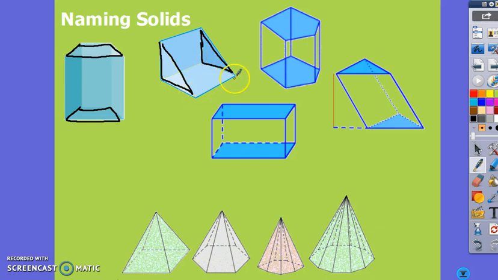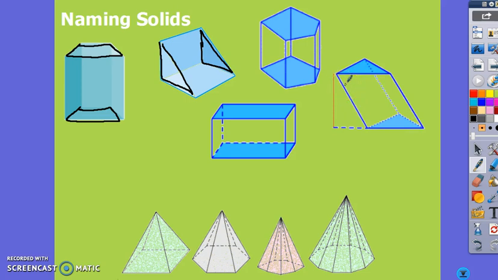That's connected. So this is a triangular prism. This one, our bases are pentagons, so pentagonal prism. Maybe this one is a rectangular prism. And this one has triangles at the top and bottom, so another triangular prism. This one's sort of not standing up straight, it's sort of tipped over.